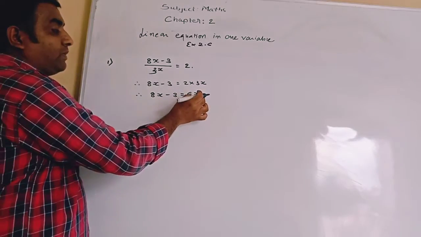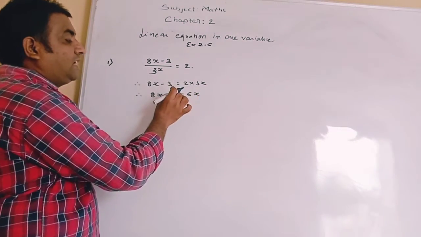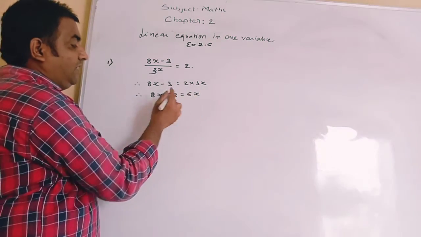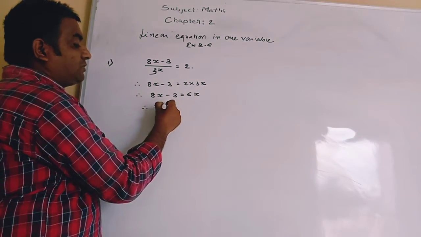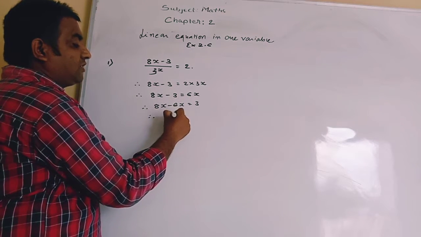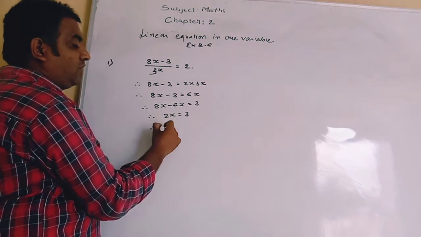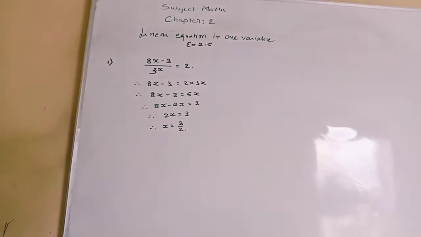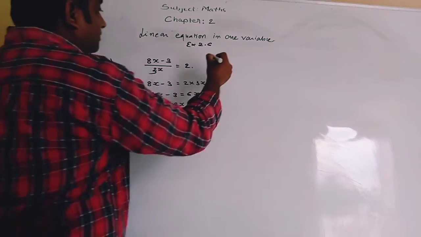Now we take variables from the right hand side to the left hand side and numbers from the left hand side to the right hand side. It will change the sign. And so 8x minus 6x equals 3. So 2x equals 3 and therefore x equals 3 by 2.